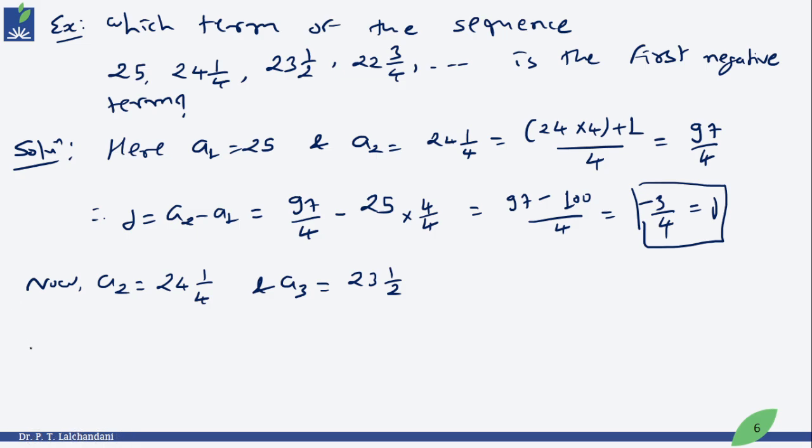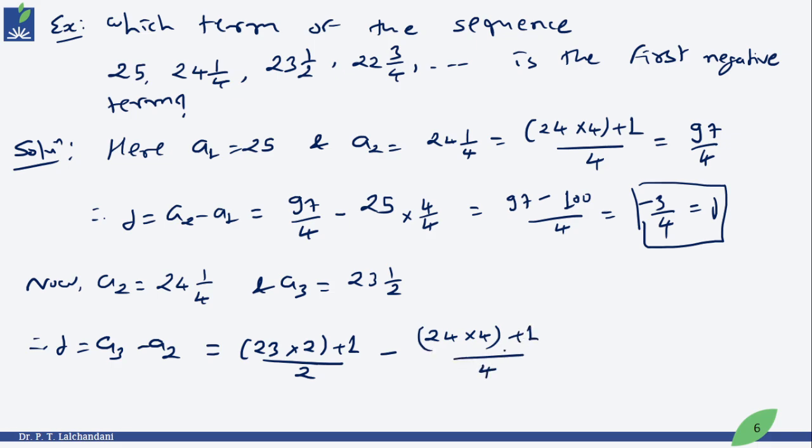So what we will do, D is equal to A3 minus A2. So A3, simplify this term. This will be 23 into 2 plus 1 divided by 2, minus A2. A2 is this one, 24 into 4 plus 1 divided by 4. Okay. So this is equal to 23 into 2, so it is 46. 46 plus 1, that is 47 by 2, minus, we have simplified this term, it is 97 divided by 4.